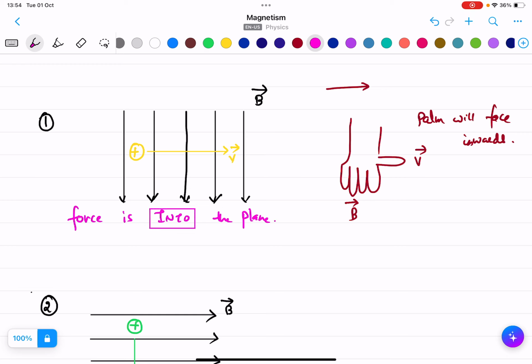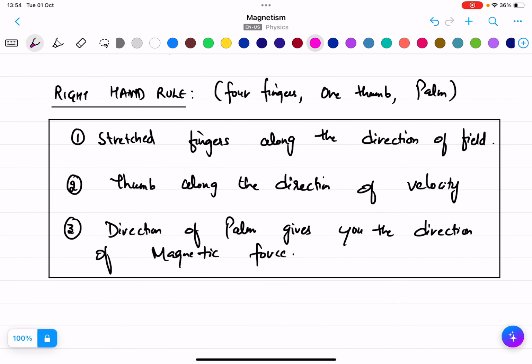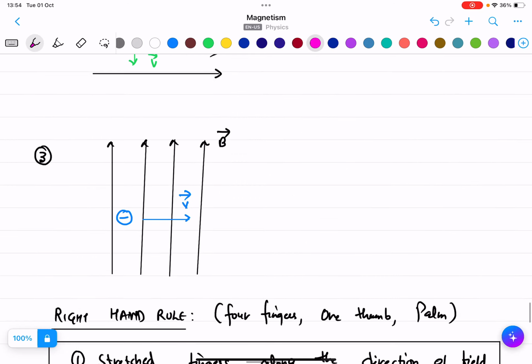Just visualize it. Place your hands like this. You will see the palm will always go inward. So that means the force is into the plane. You can see the third point: direction of palm gives you the direction of magnetic force.